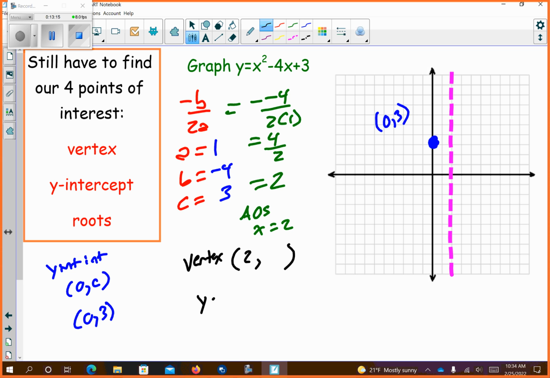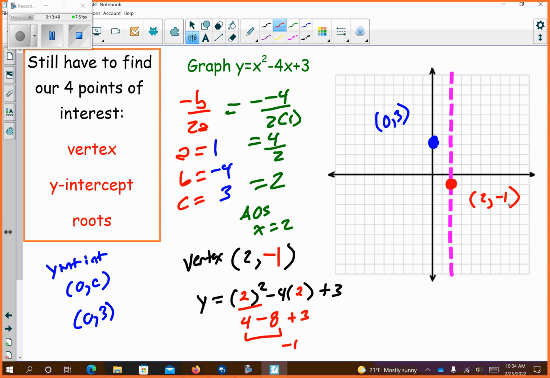So I'm going to get y equals, where those parentheses are is where x used to be. Now I'm going to plug 2 in. Order of operations: 2 squared is 4. Negative 4 times 2 is negative 8. And then plus 3. 4 subtract 8 is negative 4. Negative 4 plus 3 is negative 1. So I have a vertex at (2, negative 1), which is right here. Seem okay so far?